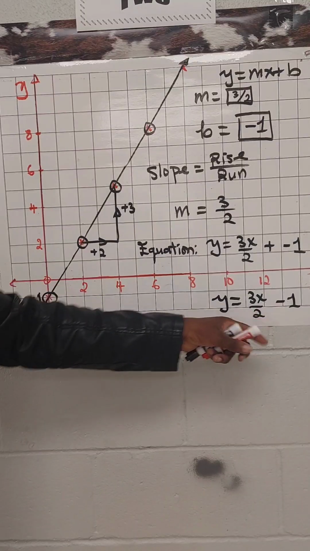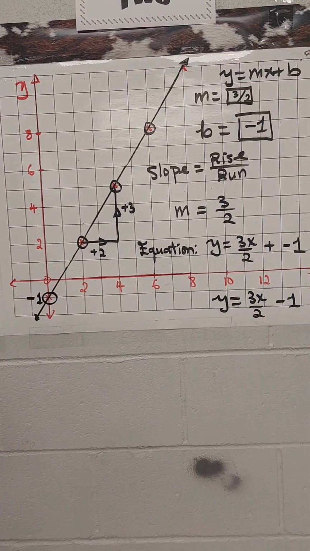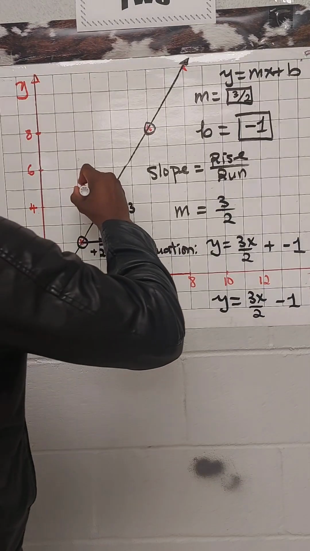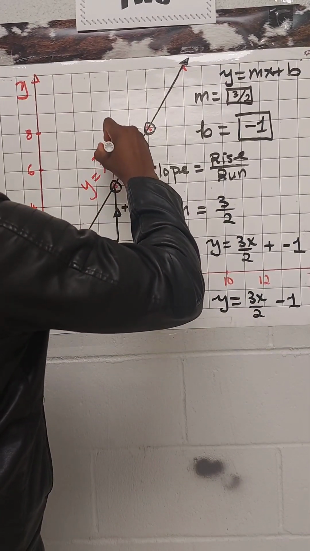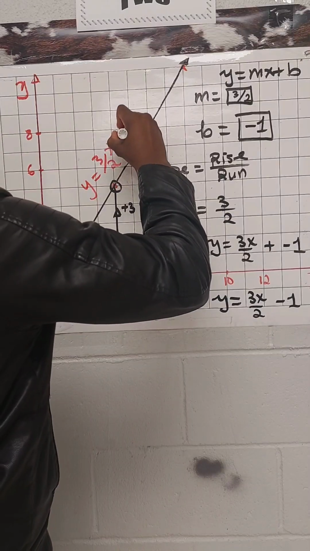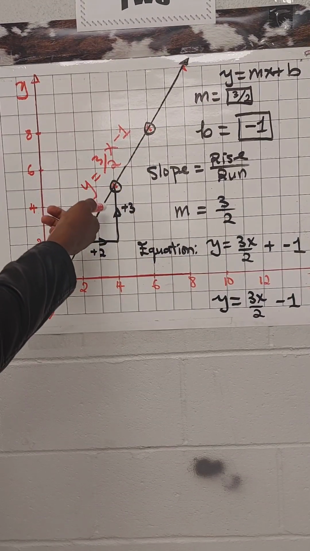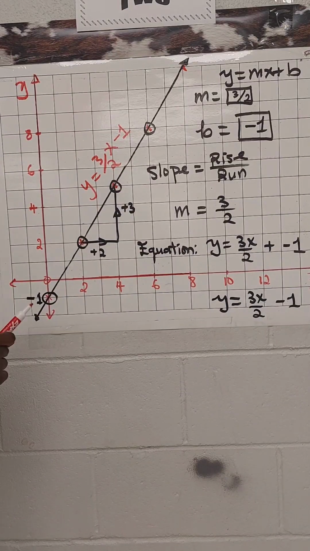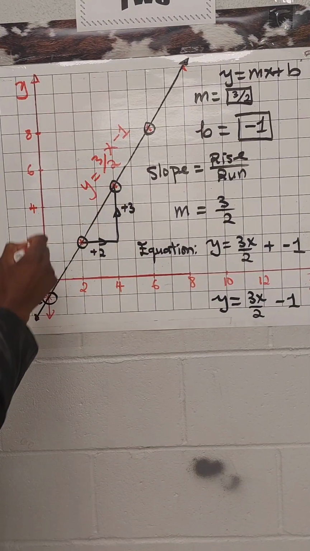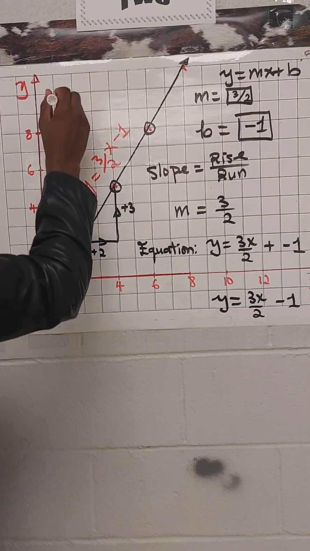So this is the equation of this line, and I can write the equation on the line as the line y equals 3 over 2x minus 1. This equation is the equation of this line. A line that has a positive slope is an increasing line. So this is an example of an increasing line.